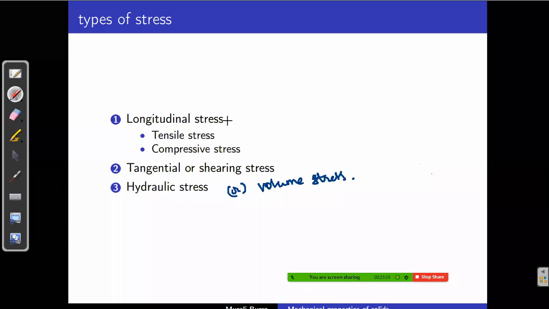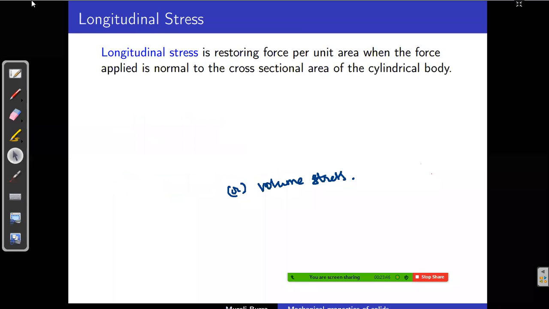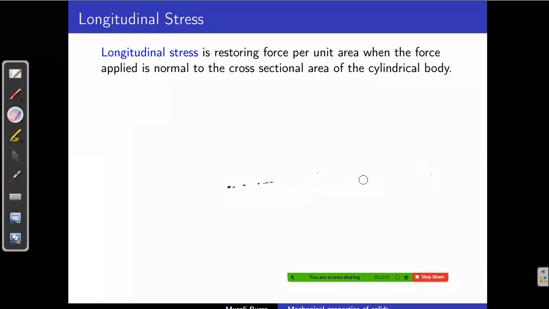In stress, we have three types: longitudinal, tangential, and hydraulic. We will see one by one. In longitudinal also we have two types. So in longitudinal, we have a restoring force per unit area when the force applied is normal to the cross sectional area of the cylindrical body. Now we won't have clarity with this. We'll go further and we'll have clarity.